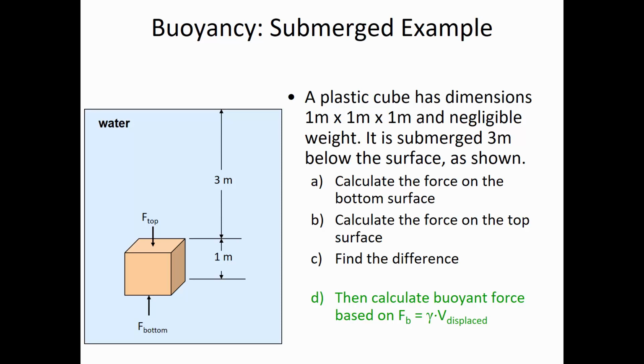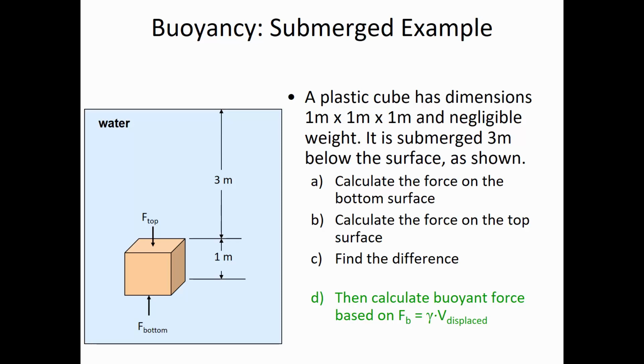Well, 9,810, that rings a bell. That's a number that keeps coming back to us. It's the unit weight of the water, and this was 1 by 1 by 1, so a cubic meter of water was displaced. The buoyant force, F sub B, is the unit weight times the volume displaced. The unit weight is 9,810 newtons per meter cubed, and the volume displaced is 1 cubic meter, so the buoyant force is 9,810 newtons.